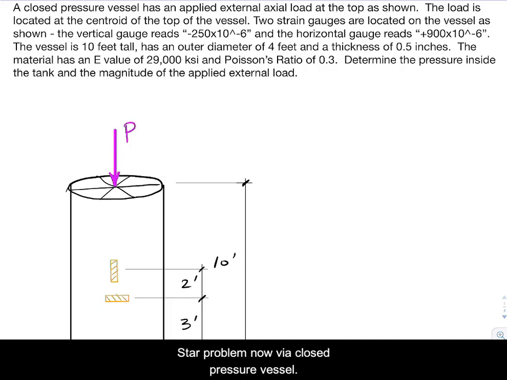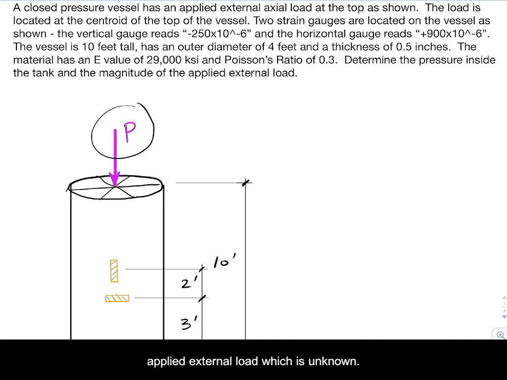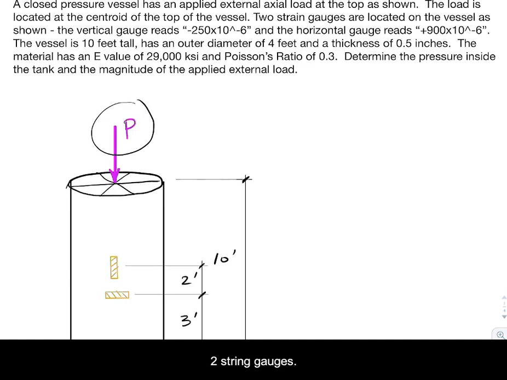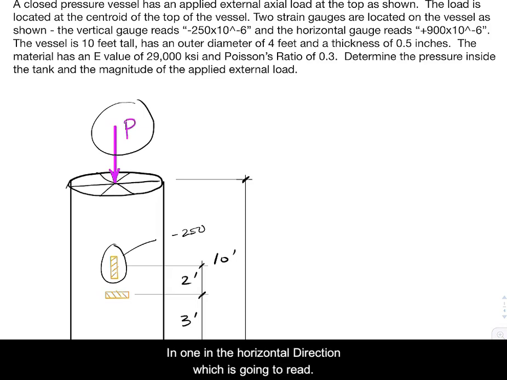So our problem now will be a closed pressure vessel. On that closed pressure vessel, which is a cylinder, we have an applied external load which is unknown. As you read the problem statement, there are two strain gauges, one in the vertical direction, which is going to read minus 250 microns, and one in the horizontal direction, which is going to read plus 900 microns.